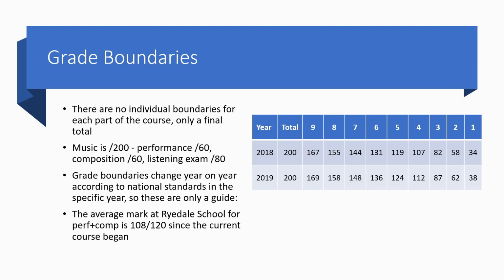And when I'm awarding grades and putting grades on Attitude to Learning, I'm using this as my guide to know what grade a student might get. Now I'm thinking about their combined performance, composition and listening work. It's not really practical to give individual grades for parts of the course. You've got to see the whole thing as a collective. How many marks out of 200 am I going to get for my performance, composition and listening? I can't really say, 57 out of 60 in performance is a level 9. It doesn't break down like that.